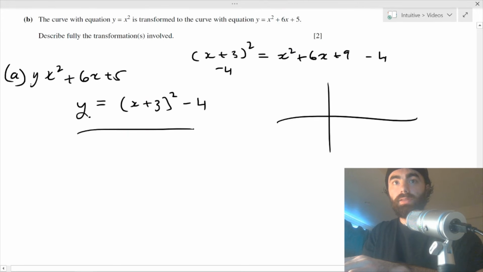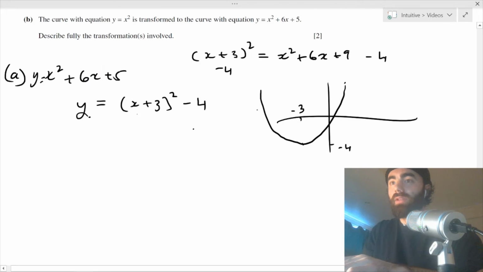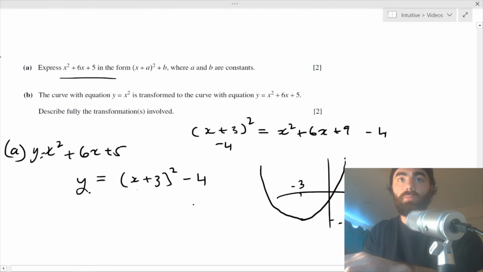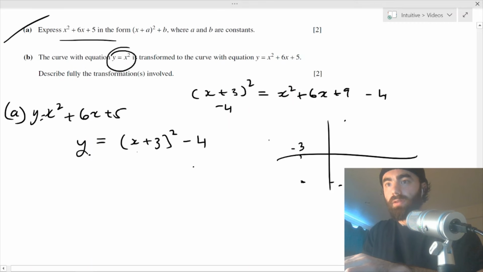Okay, so this is the same as this. So the vertex point occurs, so the minimum point of y will occur when x equals negative 3. So negative 3, and when x equals negative 3, our y will equal negative 4. So this is a parabola, something like that, right? With the vertex point at minus 3 and minus 4, okay? And then it says the curve of y equals x squared. Actually, probably looks more like this. And then y equals x squared.